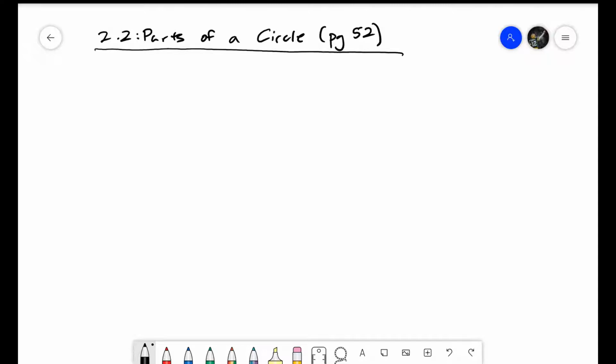So first of all, a circle is the set of points that are a fixed distance from a single point, and this distance is always constant. The point that a circle surrounds is called the center, and the distance that each point is away from the center is called a radius.